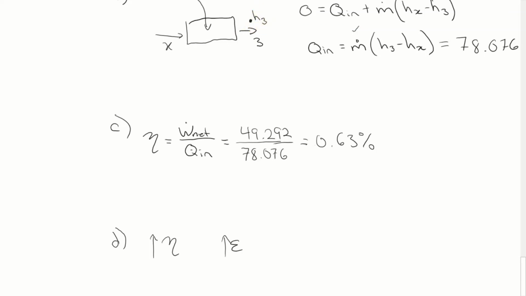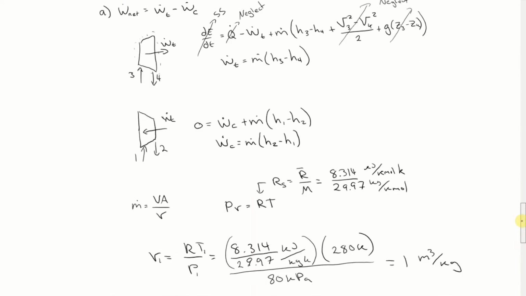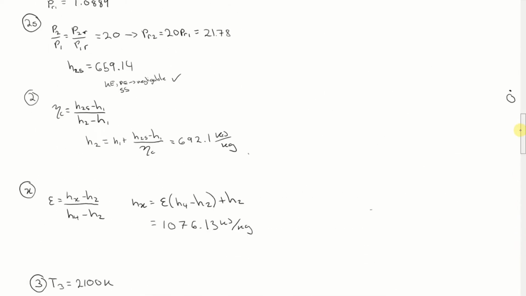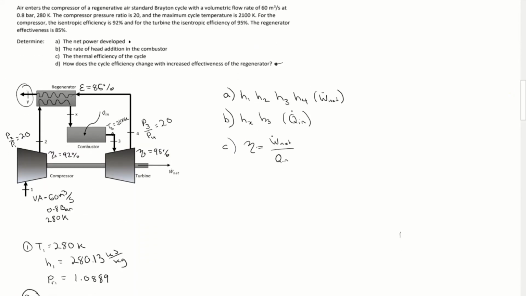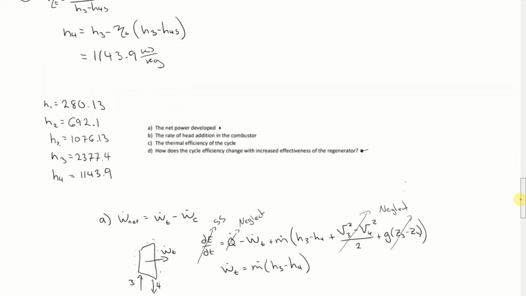For the regenerator, I'm going to show you on the main picture, all the way back up here. We knew that this T3 was going to stay at 2100. This is something that defines this question. And so if we increased effectiveness, what we would actually get is an increased amount of energy at point X. And if we have an increased amount of energy at X, we wouldn't need as much Qin in order to be producing the same amount of power that we're currently producing.